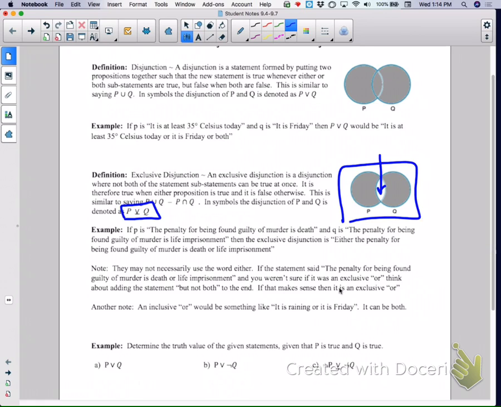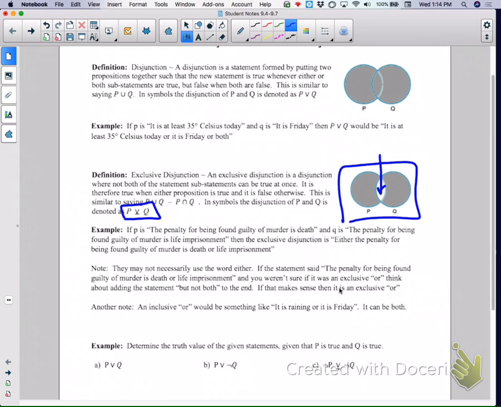But if you say the penalty for being found guilty is death or life imprisonment, if you're not sure if it's exclusive, think about would it make sense to say but not both? Obviously, it can't be both. So if it makes sense for that to be the case, that it's not both, then that's going to be an exclusive one.